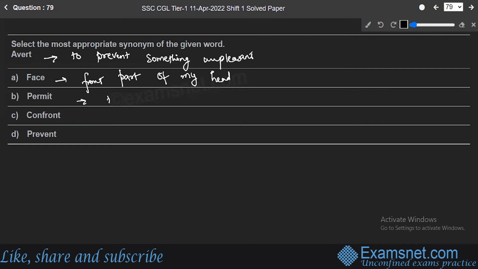Then permit, to allow somebody to do something, right? Or to allow something. Then confront means to think.